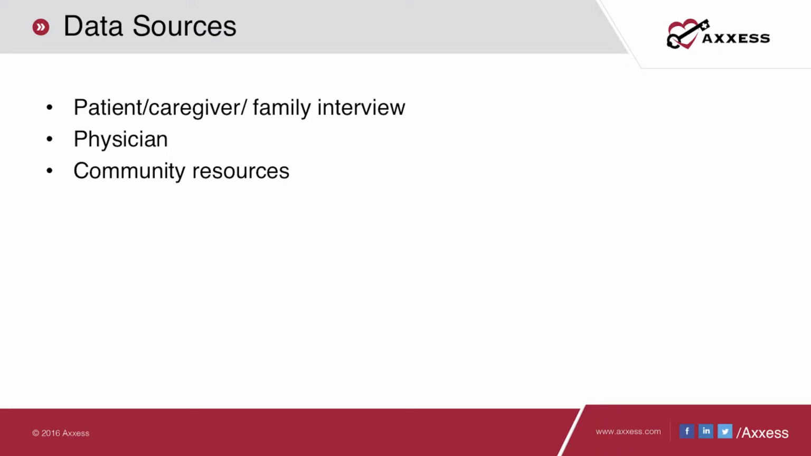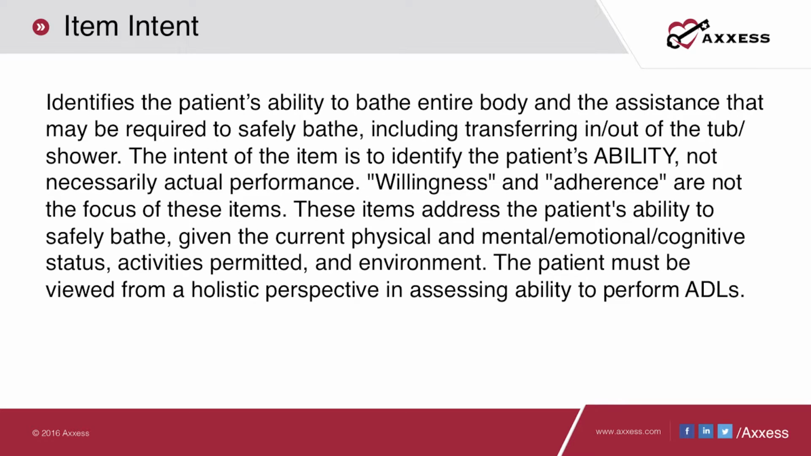The clinician should utilize their own sense of sight and smell to assess if the patient is routinely able to bathe self. The physician may be able to contribute information regarding the patient's ability as well. The intent of this item is to identify the patient's ability to safely bathe themselves, including the transfer in and out of the tub. Ability is the key here, not the patient's willingness.